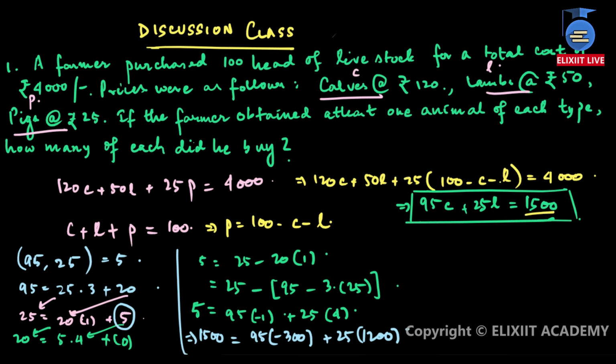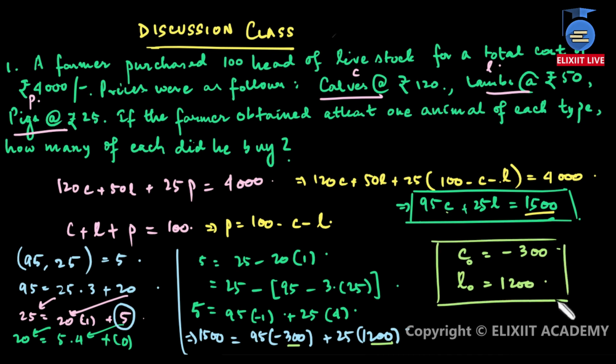So what is the particular solution? The particular solution is C naught, let's say. C naught is basically minus 300, and L naught, or Y naught, is 1200. Compare this thing; these are your particular solutions. But definitely these are only particular solutions.